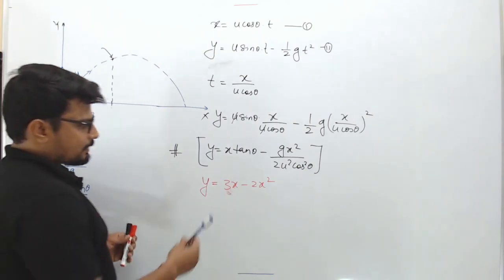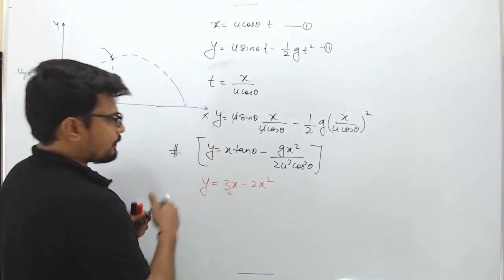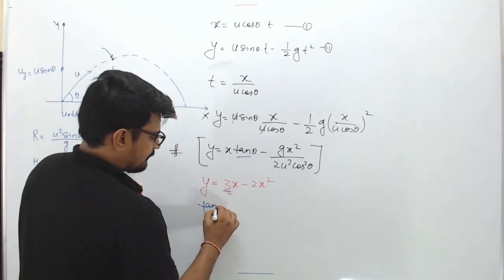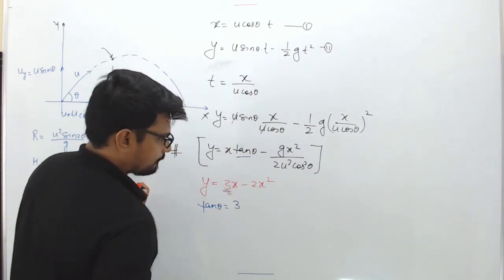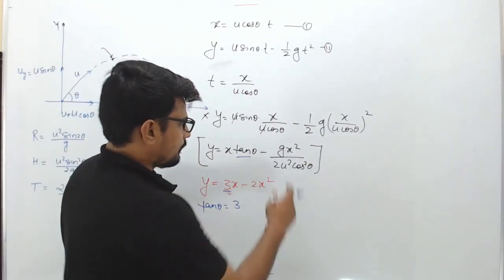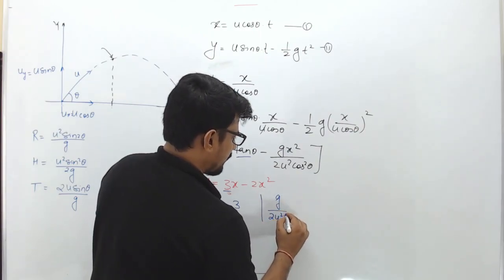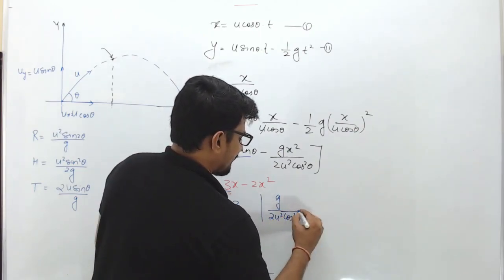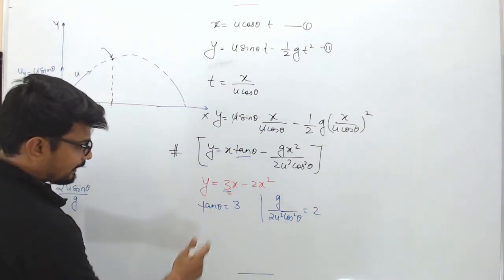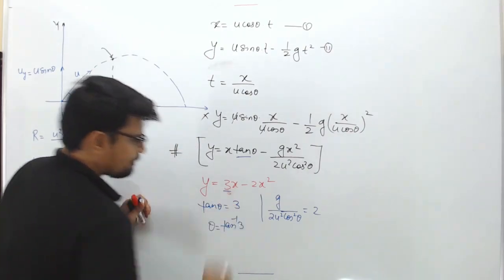Let us do the comparison of this one and this one. If I do that, tan theta should be equal to 3. Also, this tells you that g upon 2u square cos square theta is going to be 2. Well, from here I can get the value of theta. Theta should be equal to tan inverse of 3.